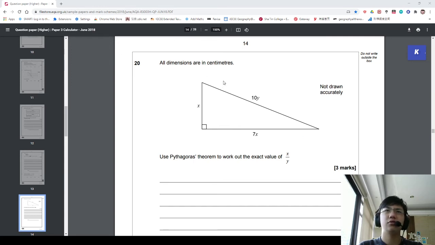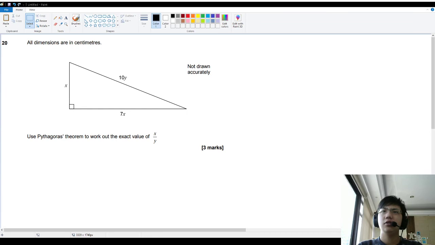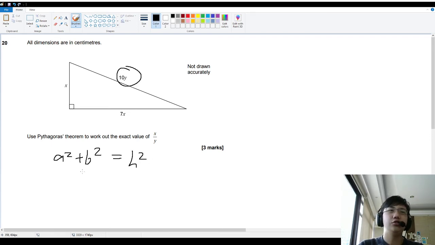So what we need to do is write out Pythagoras' theorem first. So a squared plus b squared equals hypotenuse squared. So this is the hypotenuse right over here. So x squared plus 7x squared equals 10y squared.